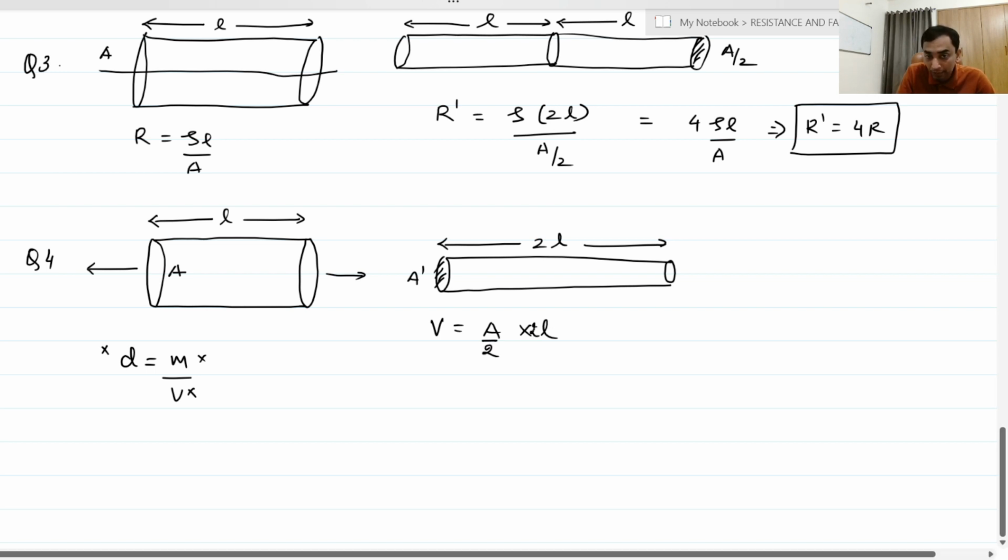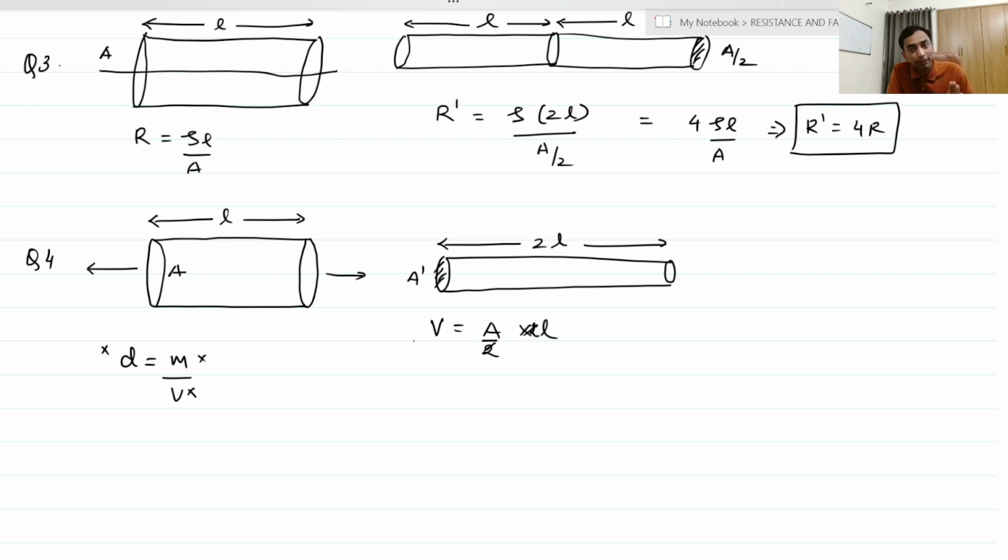It should become half. Then and only then the volume will remain constant, because volume is equal to area multiplied by length. So if you double the length, the area should go half, and the 2 will get cancelled, and that's why the cross-sectional area reduces by half. Right? So if you triple the length of the conductor, then the area will be reduced by 3 times. So in this case, the area will be A by 2.